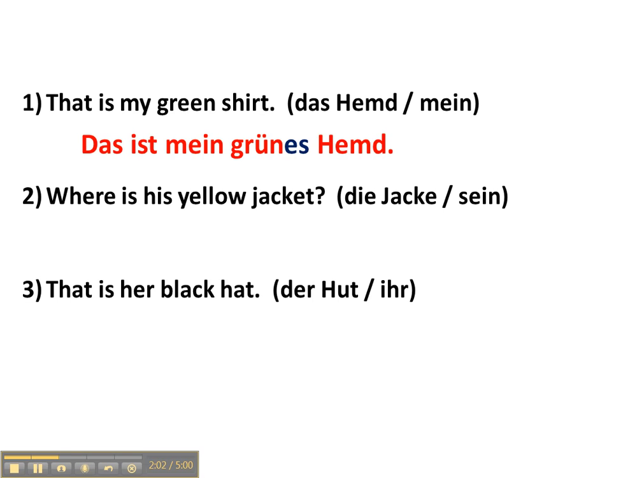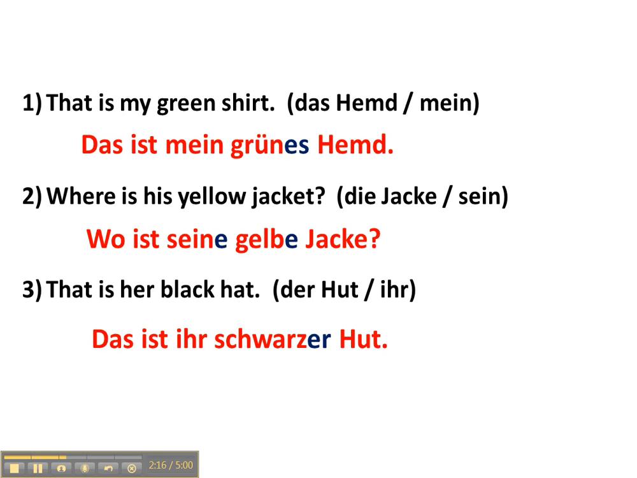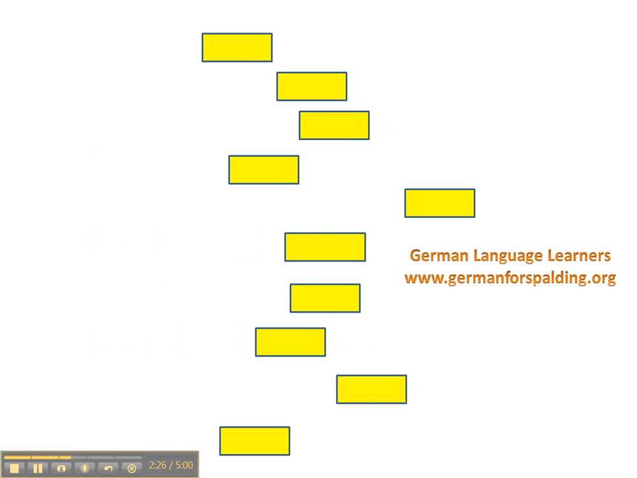Where is his yellow jacket? His is sein. Jacke is a feminine noun. So wo ist seine gelbe Jacke? And that is her black hat. Das ist ihr schwarzer Hut. So in all these examples, we are using possessive pronouns, and all of these examples are nominative. That's what we're focusing on, just the nominative case.